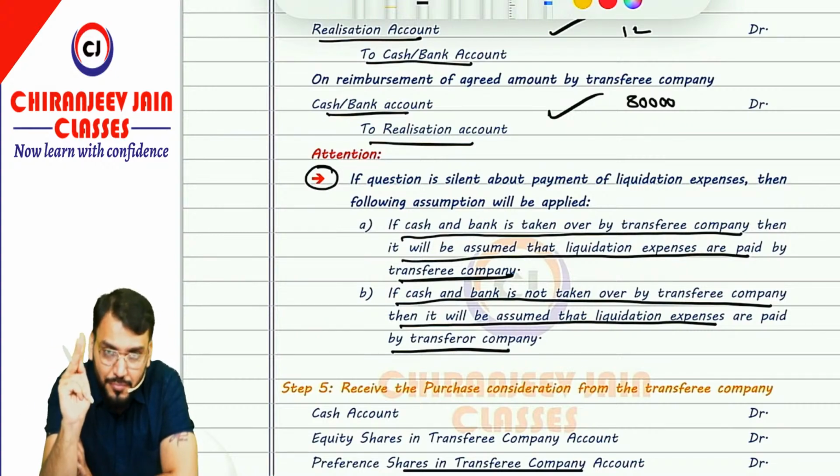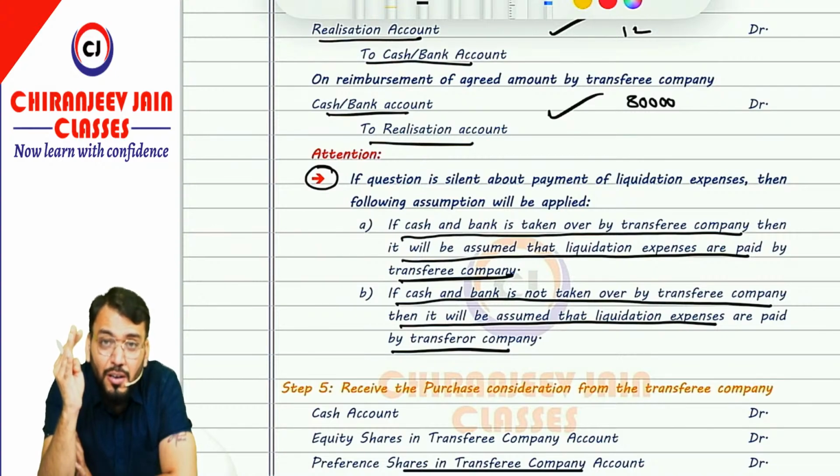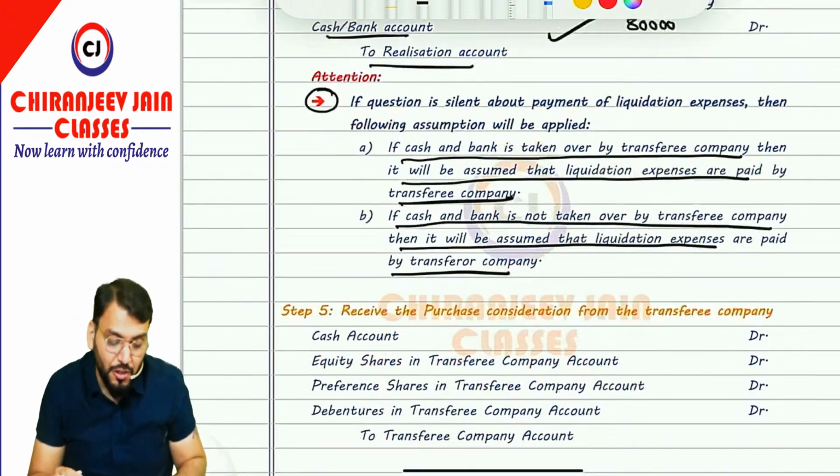Second step, make PC due for assets and liabilities taken over by the transfer company. Third step, we need to realize or settle the liabilities which are not taken over by the transfer company. Means for assets and liabilities which are not taken over by the transfer company, we need to pass a journal entry. Fourth step, we need to do a journal entry for payment of liquidation or realization expenses.